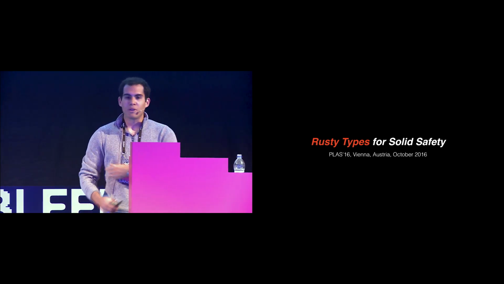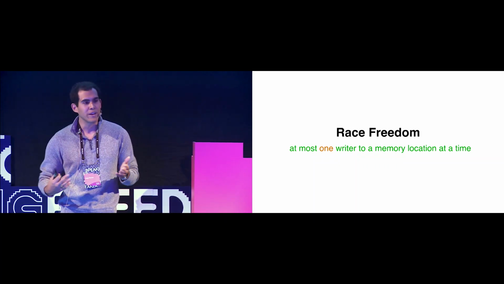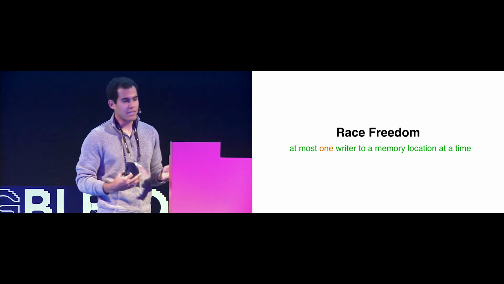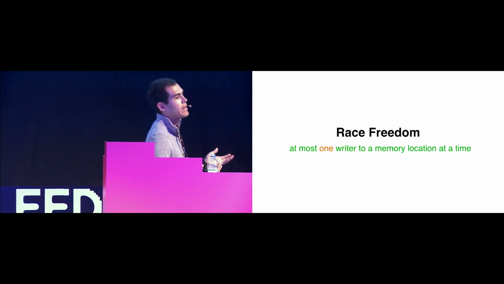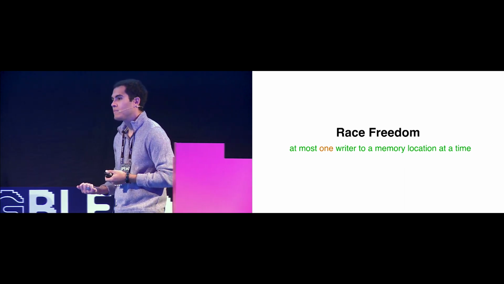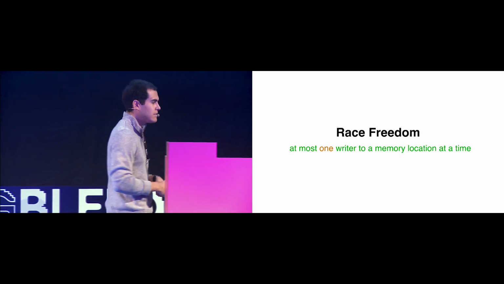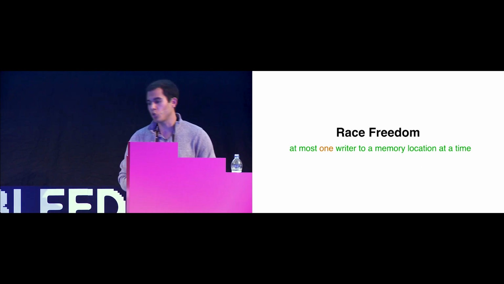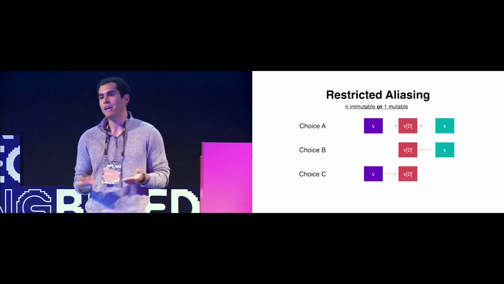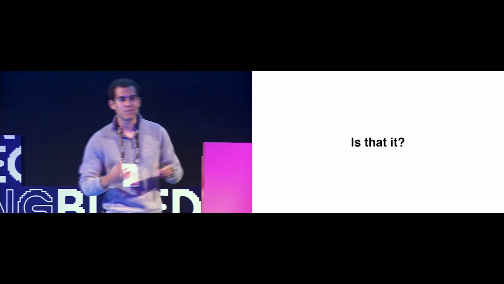OK, so we skirted the idea of race freedom, but this should be somewhat obvious at this point. Race freedom is defined as: you are race-free if at most one writer exists to a memory location at once, right? Because a data race is when there's at least one writer and some other reference to it, both accessing the memory location. So clearly, if the language restricts you from having more than one writer when anything else exists, then you will be race-free. And that's true. OK, so if we have these semantics, then are we data race-free? Well, the answer is yes. But is that it? Cool. Is that how Rust does data race freedom?